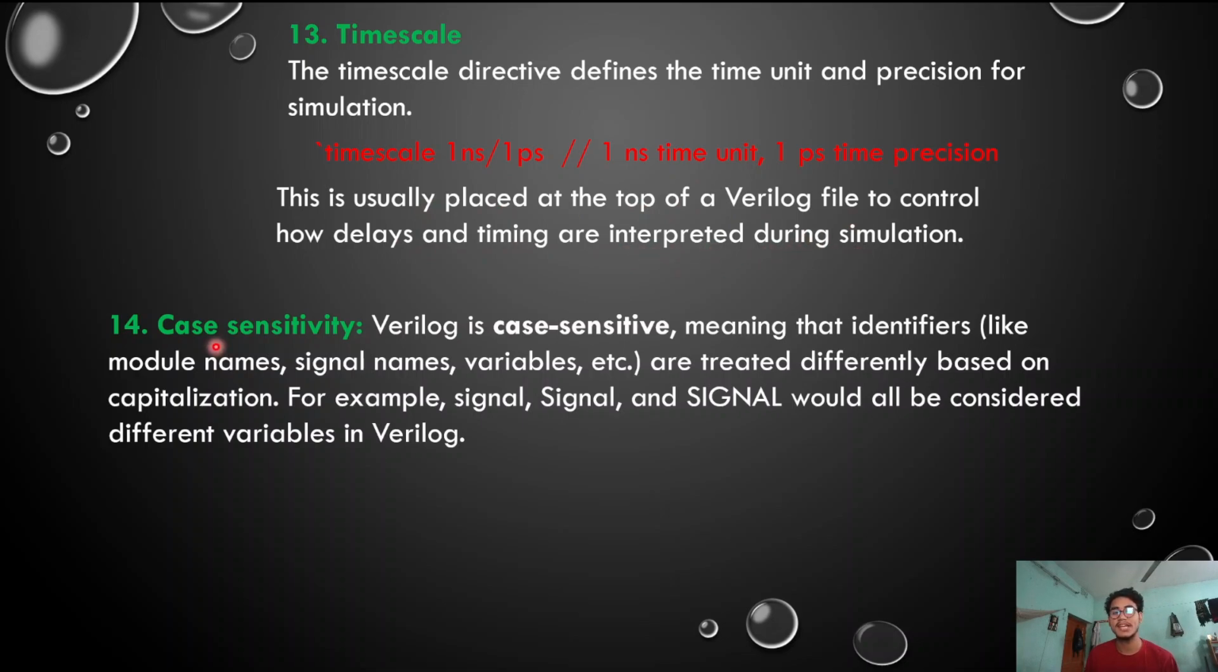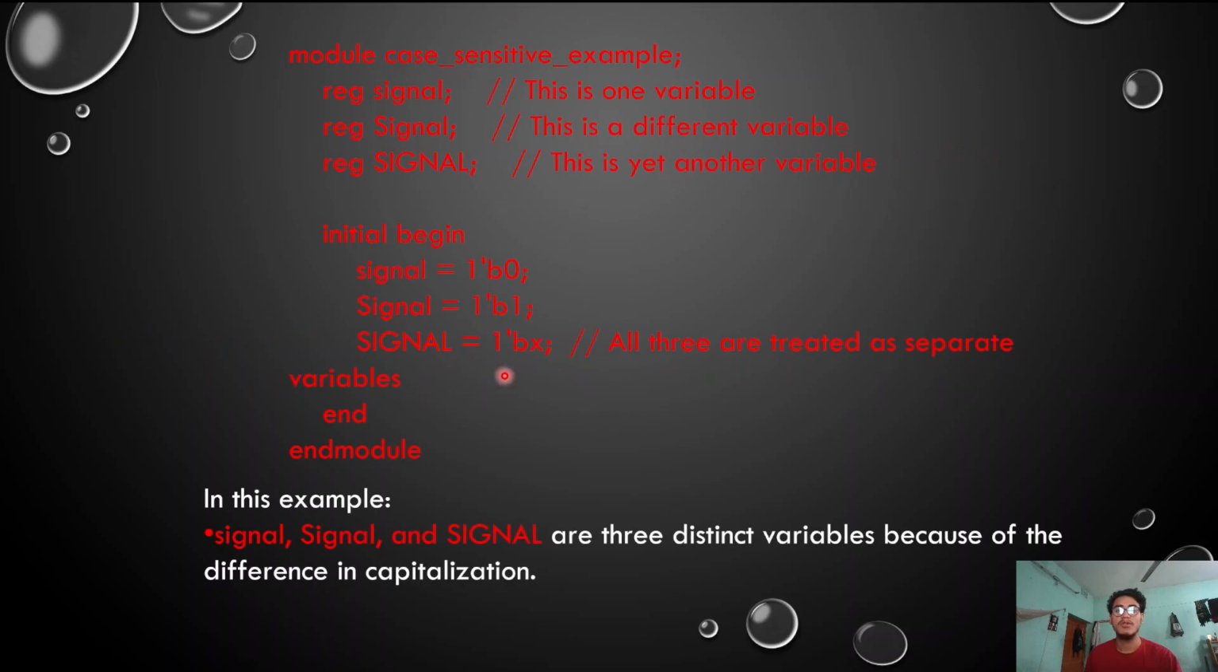Next one is case sensitivity. Verilog is of course a case sensitive language, meaning that identifiers such as module names, signal names, variable names, etc. are treated differently based on capitalization. For example, if you write the same word signal in 3 different cases, the compiler will consider them as different variables. In this example, we write the same word signal in 3 different ways based on capitalization, so the compiler considered them 3 different variables.